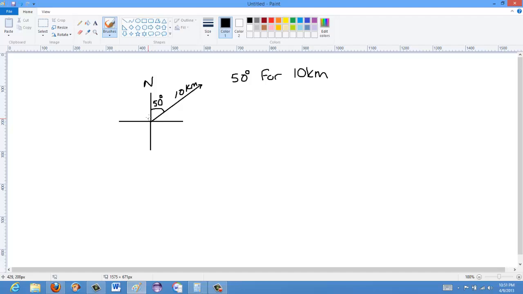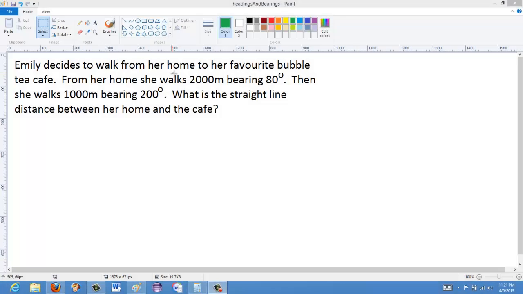Usually they'll say that this is a point A and this is point B, and then from point B the person, or the vehicle, will move at a different bearing or heading, and you just have to track them all around. So I'm going to start with a typical example here. A fictional girl, Emily, decides to walk from her home to her favorite bubble tea cafe. From her home she walks 2,000 meters, so 2 kilometers, bearing 80 degrees. Then she walks 1,000 meters, bearing 200 degrees. What is the straight line distance between her home and the cafe?